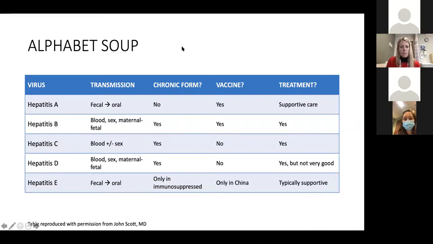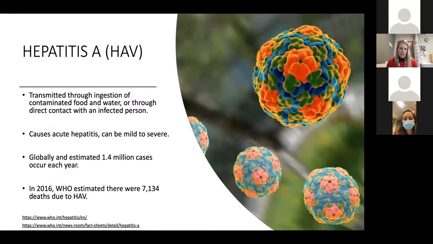So moving into talking about individual viral hepatitis, I think viral hepatitis can be challenging sometimes because it's a bit of an alphabet soup with different modes of transmission. Some viral hepatitis is chronic, some is not, some has a vaccine, some does not, some is treatable, some is not. And so we'll really break down some aspects of Hep A, B, and C in the following slides. So let's start with hepatitis A.